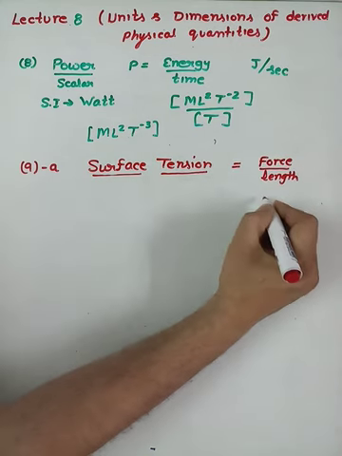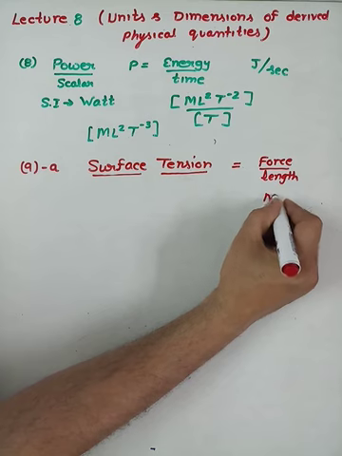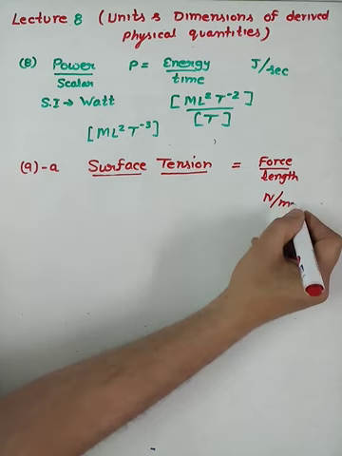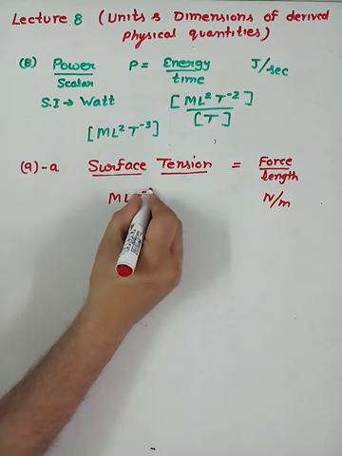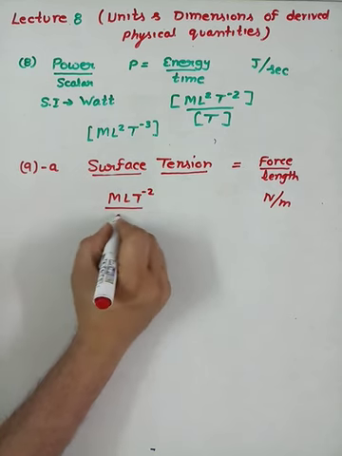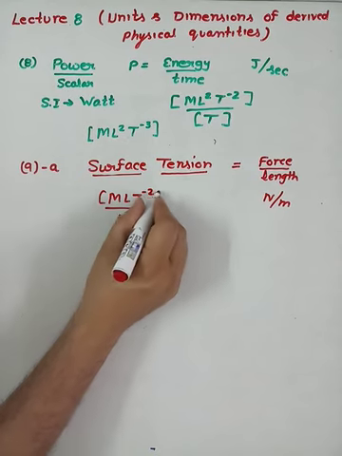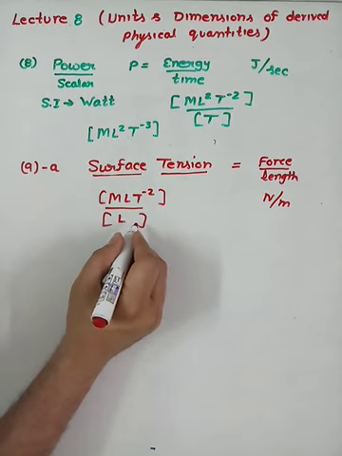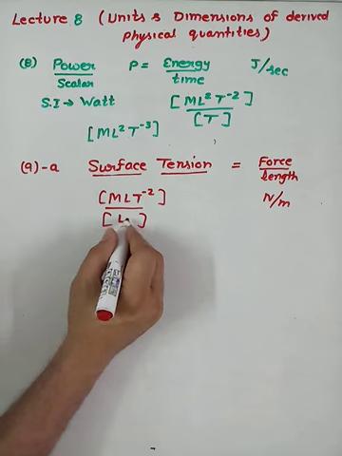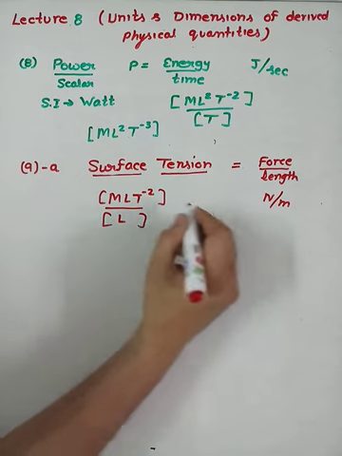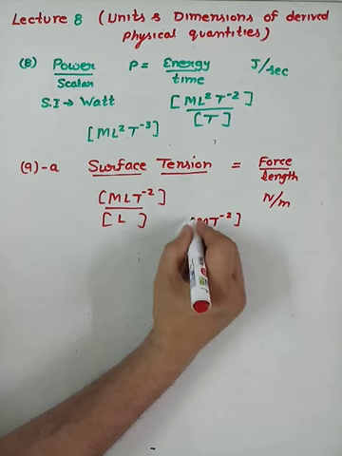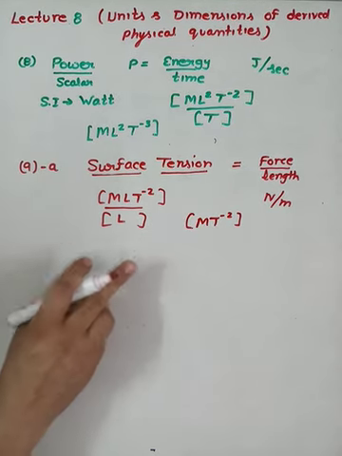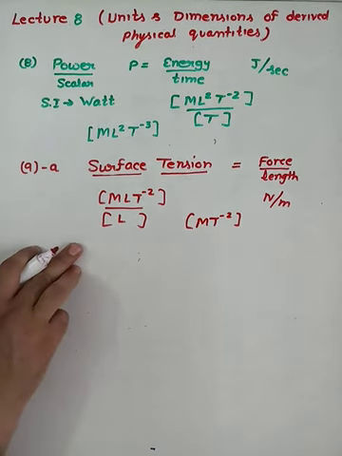Its unit is, force has unit Newton, length is meter, and dimension of force is MLT⁻² upon L. This L and L will cancel out and we get MT⁻², the dimension of this surface tension.